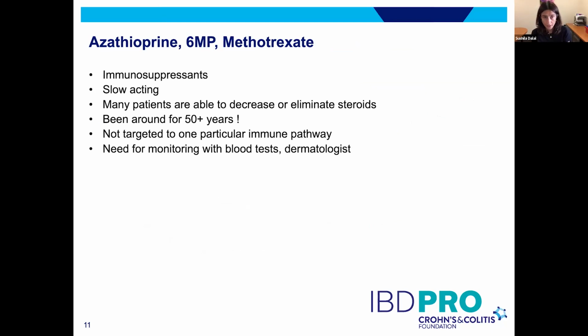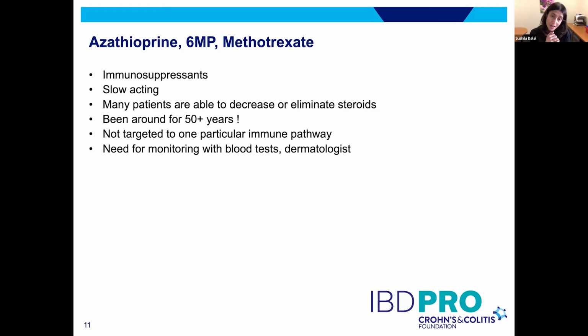So azathioprine, or Imuran is the brand name, 6-mercaptopurine or Purinethol, or methotrexate are immunosuppressants. Methotrexate can be given orally or by injection. Azathioprine or 6-MP are oral. They're slow-acting medications. None of these are things we're going to use to get out of a flare. They're going to be more long-term. They're going to help maintain remission.